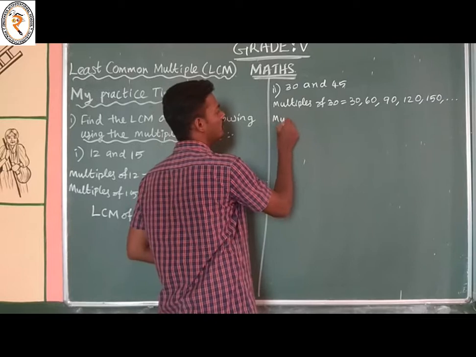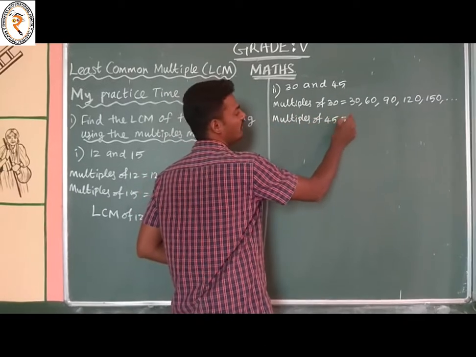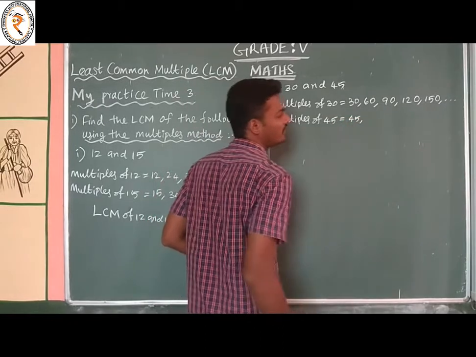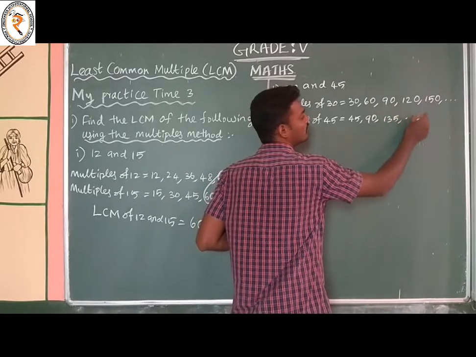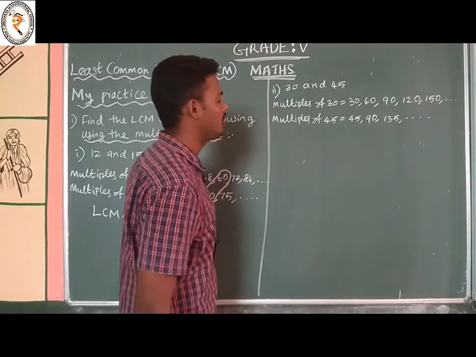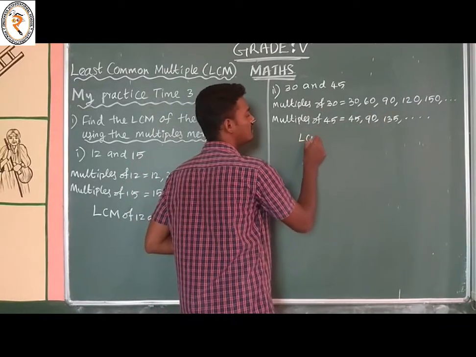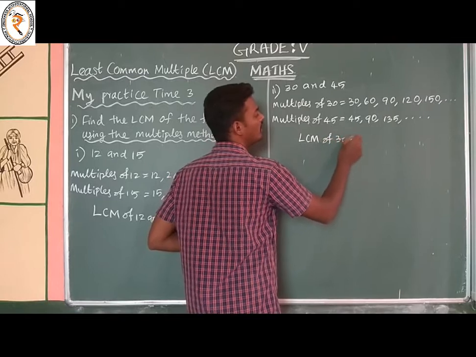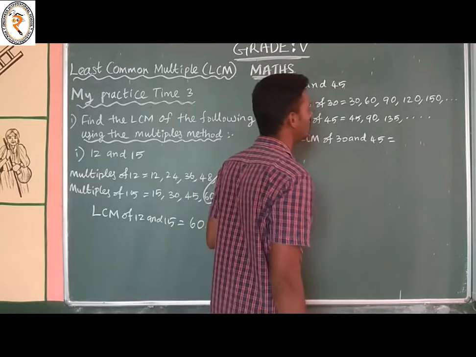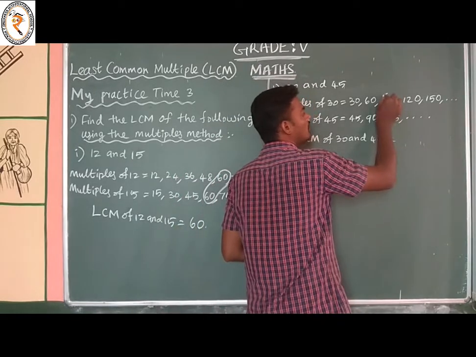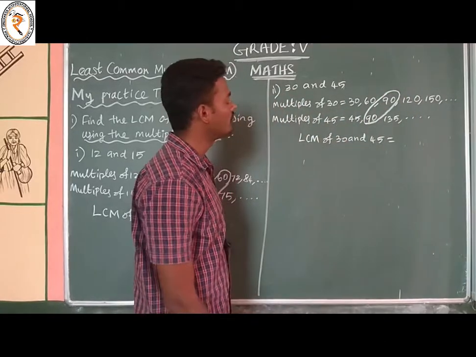Multiples of 45: 1 45 is 45, 2 45s are 90, 135, and so on. The least common multiple of 30 and 45 is 90, as 90 is in both the multiples of 30 and 45.